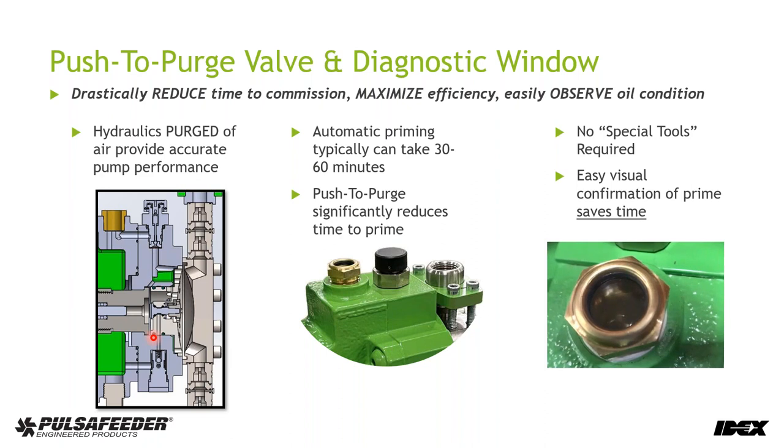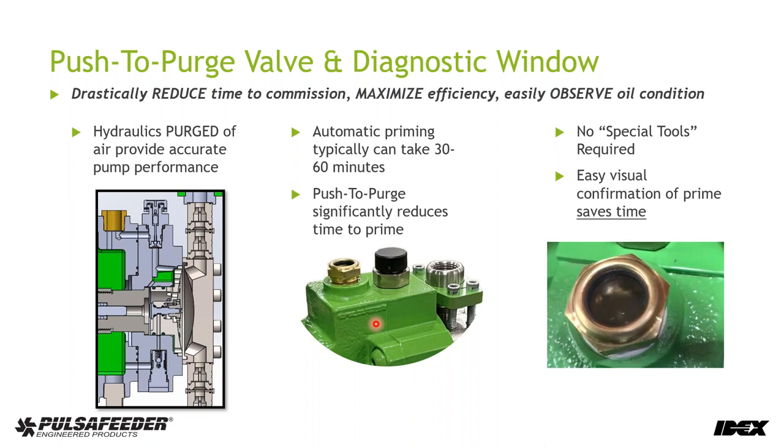So when you start up a pump, you're commissioning, or you've just done some service, the PulsaPro can automate this valve. The push to purge valve will operate automatically, but in many cases, not just with PulsaPro, but with just about any hydraulically actuated pump, depending on the configuration, that automatic priming can take a lot of time. It can take up to 30 or 60 minutes, or even longer in some situations.